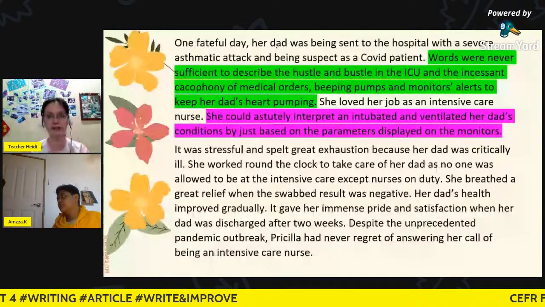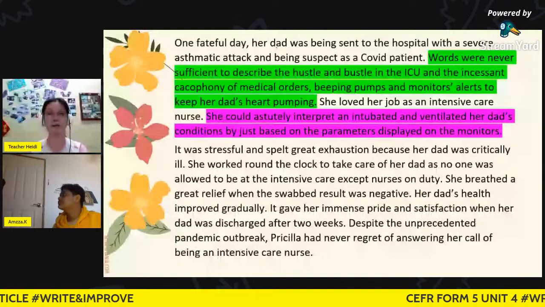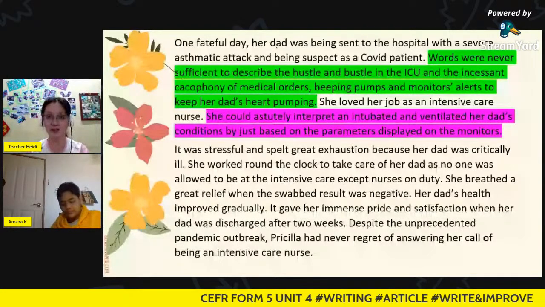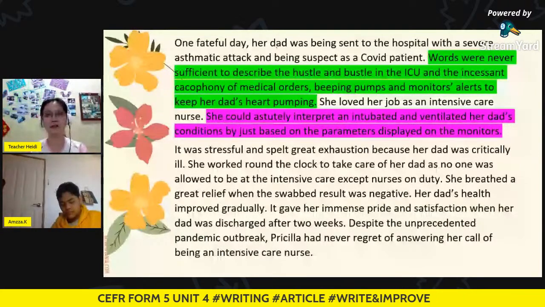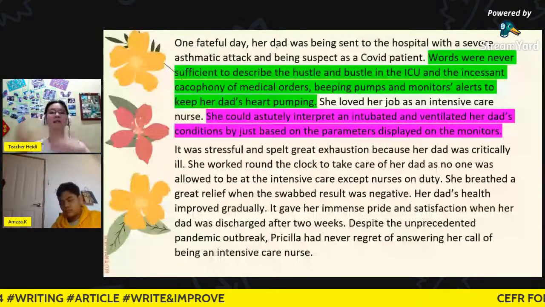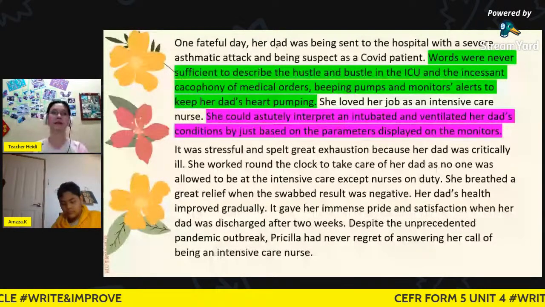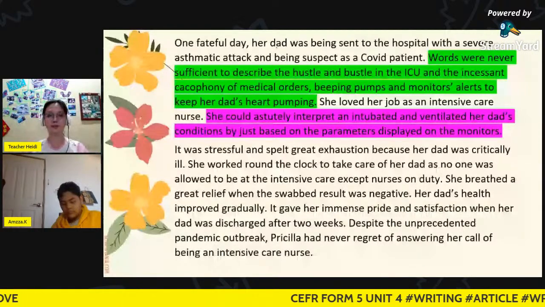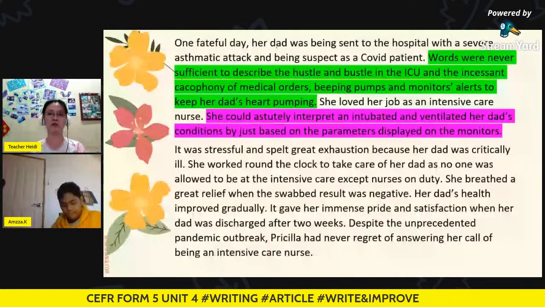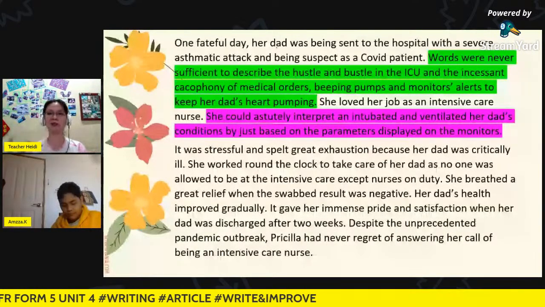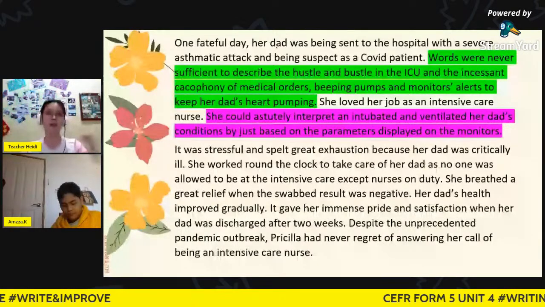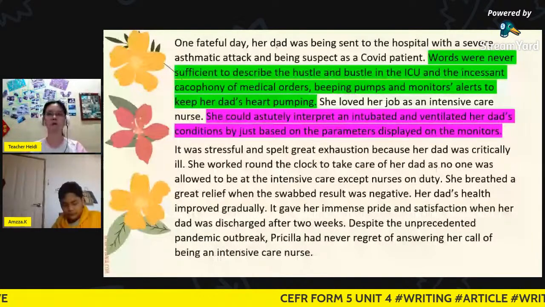But if you use words like hustle and bustle, you need to understand what they mean. Hustle and bustle means very busy. And then the phrase incessant cacophony means the activity is non-stop. We normally use it when you are at the pasar malam. At the pasar malam, you say, wow, the activity there is incessant cacophony, because there's no end to the activity. Everybody is buying and selling, walking around, non-stop.